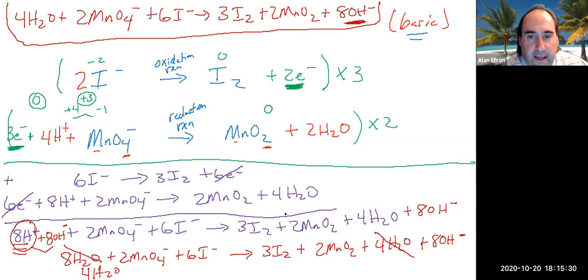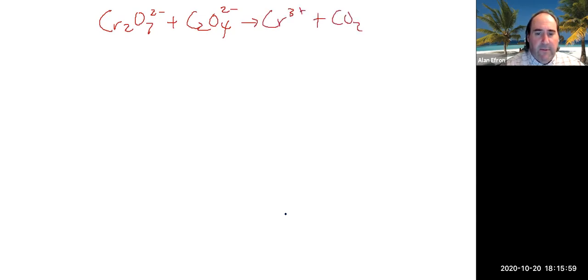All right, let's do one more, and then that should be a sufficient warm up, I think, for the exam here. So why don't you try this one here? Let's go with Cr2O7 2 minus plus C2O4 2 minus goes to Cr3 plus and CO2. And let's just do acidic conditions here. All right, take a few minutes or so, get started on it at least, and then we'll go through and see how you're doing.